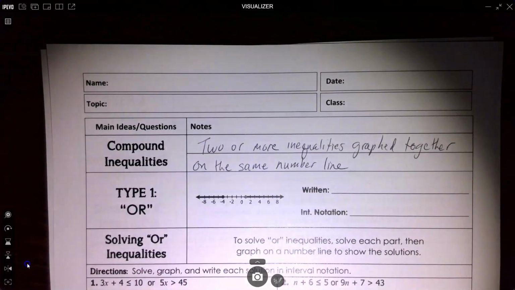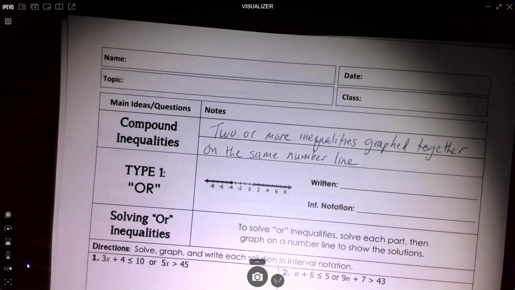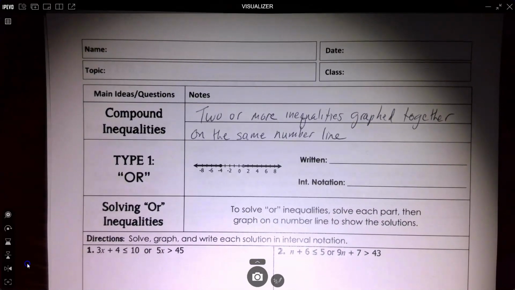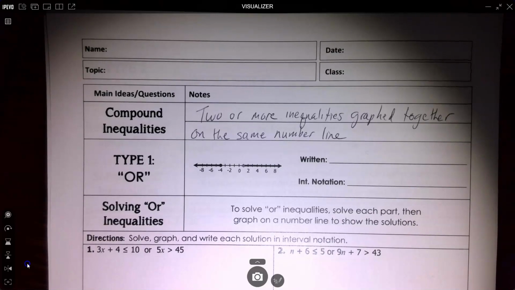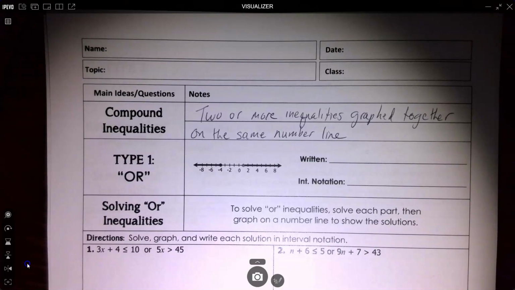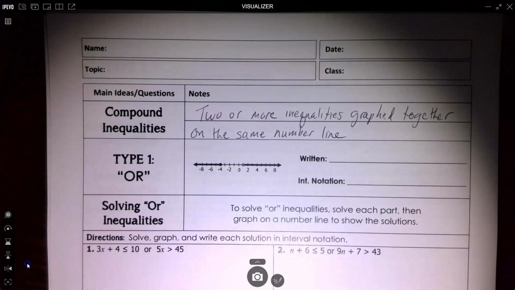Alright, so we have two different types we're going to be working on. One of them is the OR statements, and another one is called the AND, which is on the back of your notes. So all we're going to do is follow along, write a couple notes, practice a bunch of problems, and then you'll be working on an assignment afterwards.